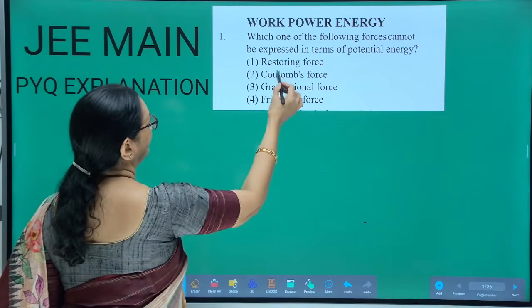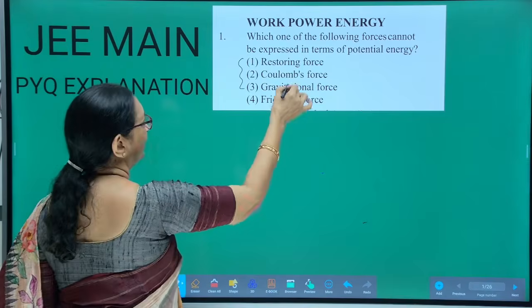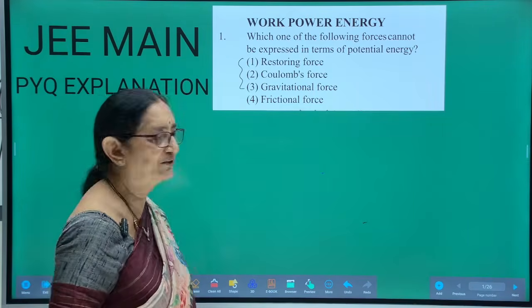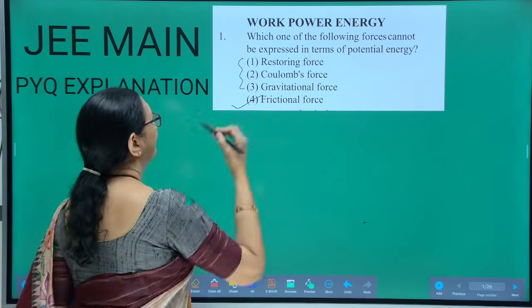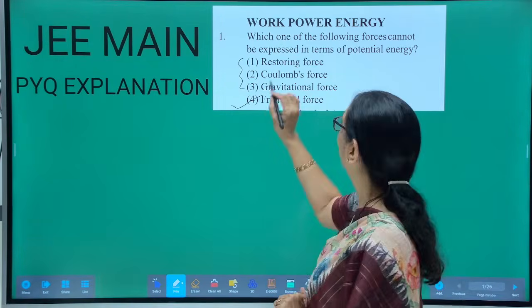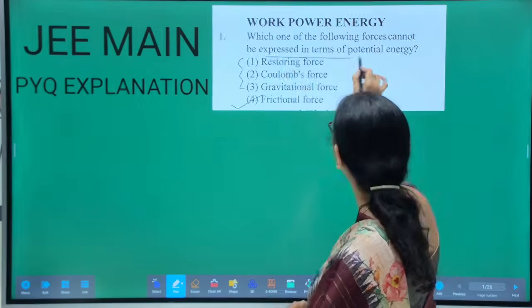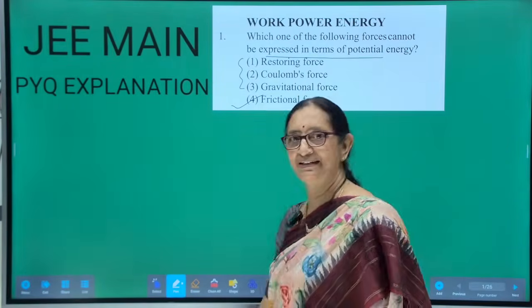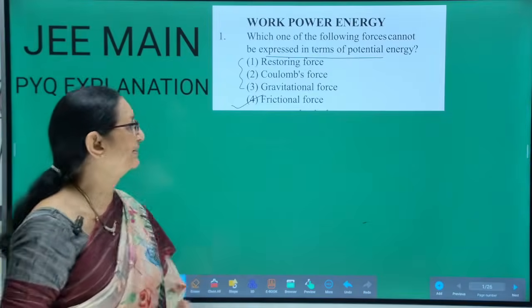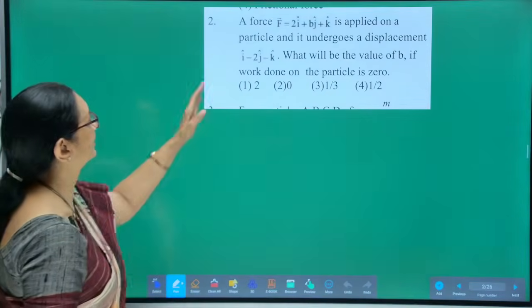So, restoring force, Coulomb's force, gravitational force. Work done against all these forces can be converted into potential energy, but work done against friction will be lost. So, which of the following forces cannot be expressed in terms of potential energy? The correct option for that is frictional force. So, see the next question.